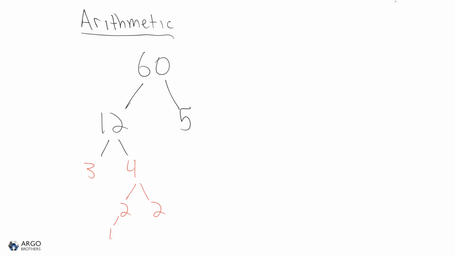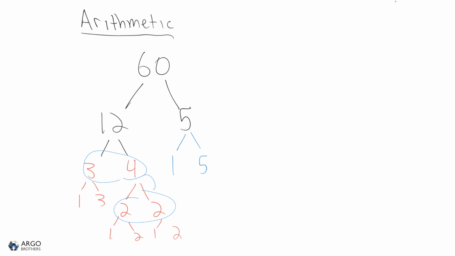And then what are the factors of 2? We have 1 and 2. And the same thing for this 2, 1 and 2. And then 3, we have 1 and 3. Now what about the 5? We have 1 and 5, and that's it. All this means is that 3 times 4 is 12, 2 times 2 is 4, and so on.